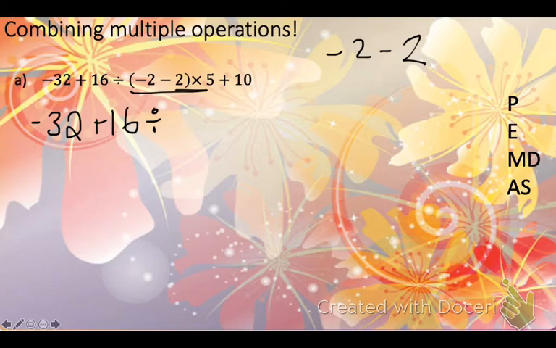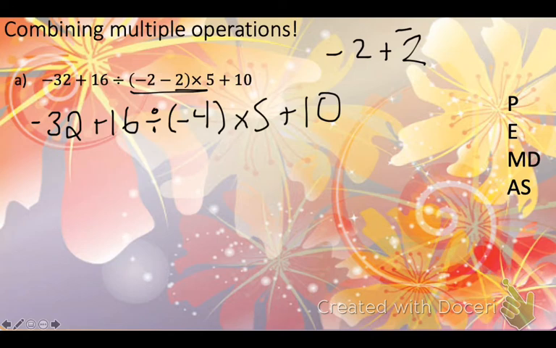We do what we just did, add the opposite. So keep the 2, add a negative 2. And when I have same signs, I add and keep the sign. So this would be negative 4 times 5 plus 10.